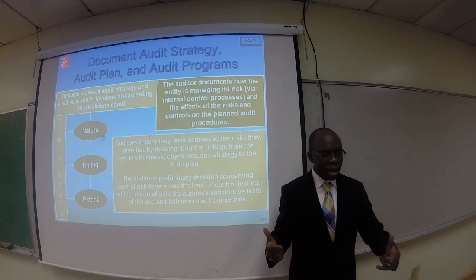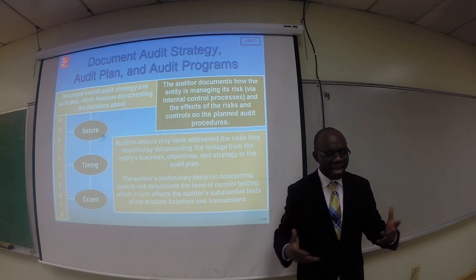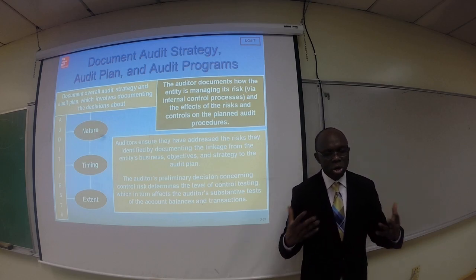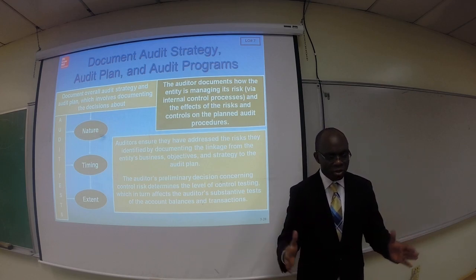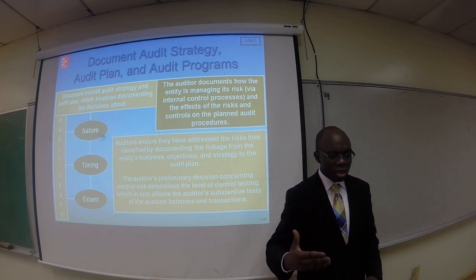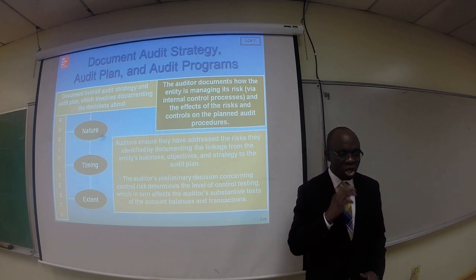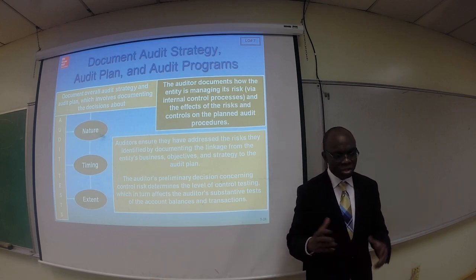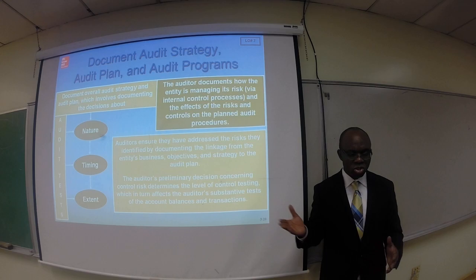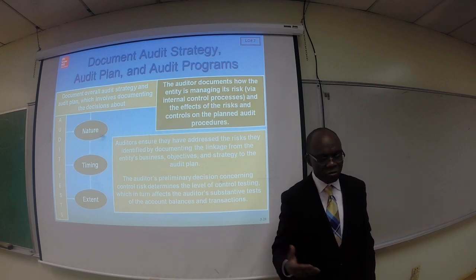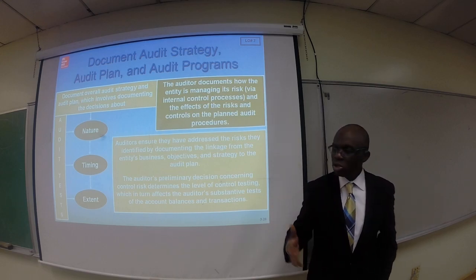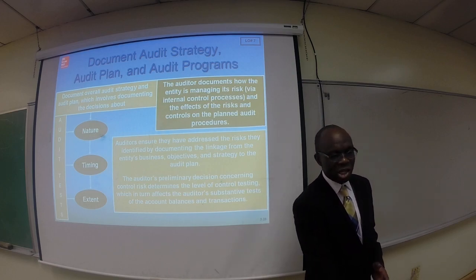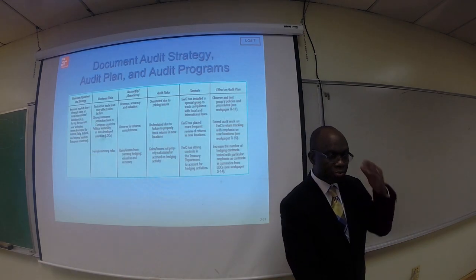So we are going to talk about the nature, timing, and extent of the test. What kind of test are we going to embark on, or are we going to perform? The timing of the test and the extent, how much of it. So the auditor ensures that they have addressed the risks that they identify, and they talk about the auditor's preliminary decision concerning control risk, to determine the level of control tests. So how much of this you are going to do depends on your previous assessments, as we previously discussed.